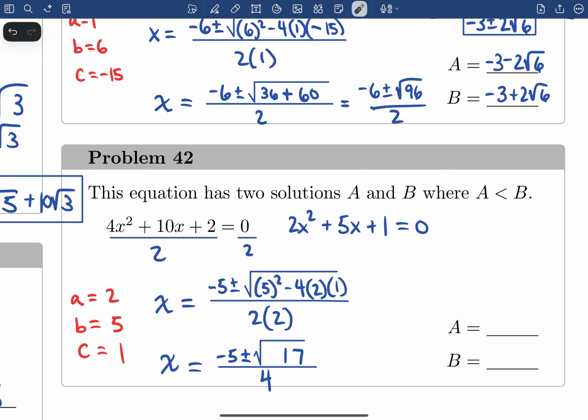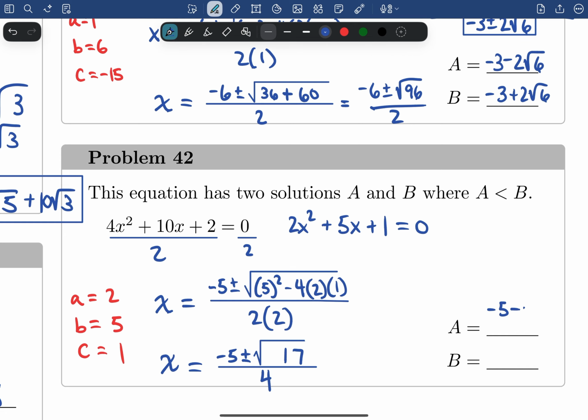I got it. It doesn't reduce any further, right? It's not reducible as a fraction. It's all cleaned up. And 17 is a prime number under a square root, so I can't simplify that any further. And so I'll report my two answers. First, I'll report the minus version. That's negative 5 minus the square root of 17 divided by 4. And then the second answer is the plus version, negative 5 plus the square root of 17 divided by 4. And so there's my two solutions.